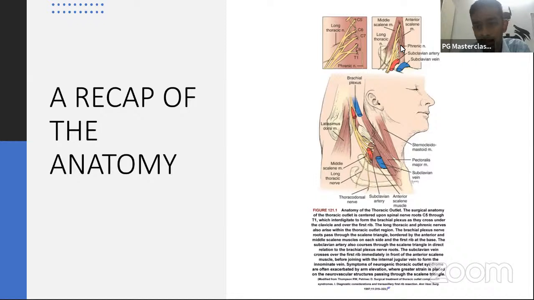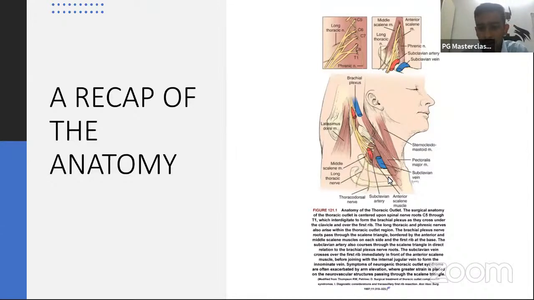Anteriorly, we have the scalenus anterior, behind which we have the scalenus medius, and behind which we have the scalenus posterior. The field of interest is around the scalenus anterior muscle. Other structures of importance here are the subclavian artery and subclavian vein, in which the subclavian vein passes anterior to the scalenus anterior muscle, and the subclavian artery passes posterior.